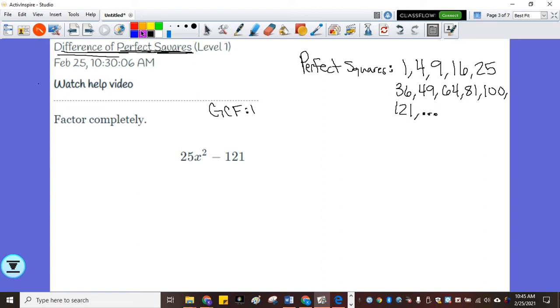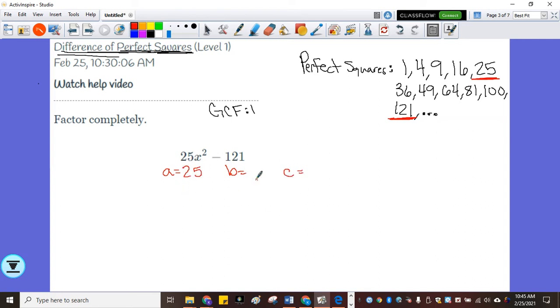Well, I already wrote my two numbers. 25 is a perfect square, and 121 is a perfect square. So we know that this is the difference of perfect squares. So what would A be, what would B be, and what would C be?